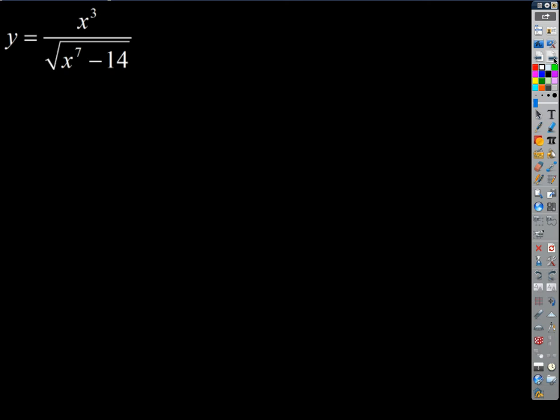If I did this instead, if I wrote this as x cubed times the quantity x to the 7th minus 14 to the minus 1/2, that's just about the same problem we just did, isn't it? Right? It's not gonna be any harder, really, right? Only difference is we're probably gonna get some fractions in there we gotta factor out. That's it. I'll leave it to you.